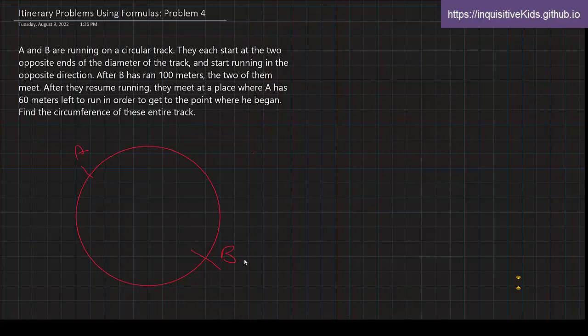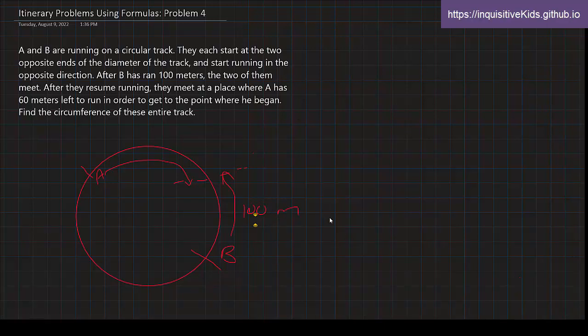So they go in the opposite direction, and after B has run 100 meters, the two of them meet. I should probably write A on the inside just because I don't want to make them overlap. So after they ran, B ran 100 meters, they meet. 100 meters. And they meet, but then they keep running.